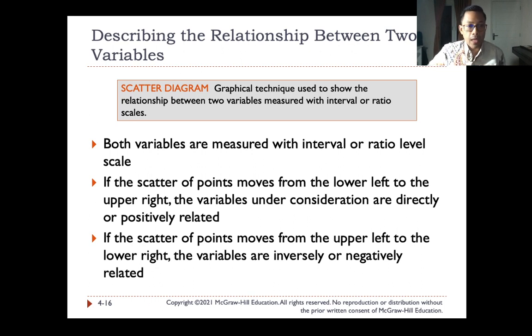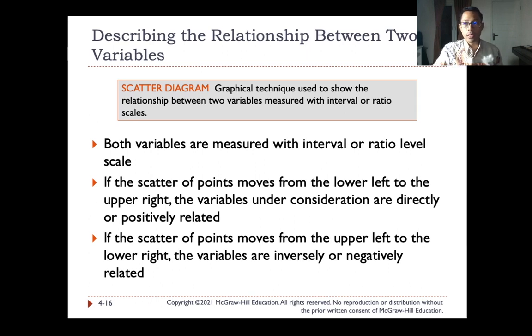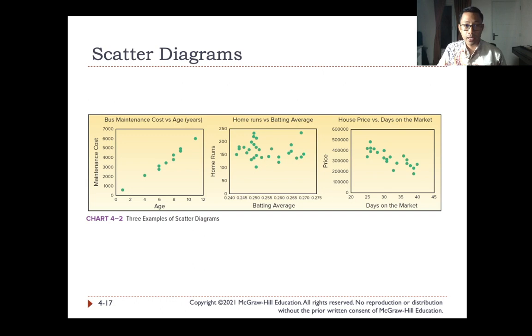Okay. Now, if the scatter of points moves from the lower left to the upper right, then we have positively related variables. If the scatter of points moves from the upper left to the lower right, then the variables are negatively related, or they have a negative relationship. Okay. Now, just as terminology, if you study the relationship between two variables in the data, it's referred to as bivariate. If you study just one variable in the data, it's called univariate analysis. Okay, so let's take a look at different examples of scatter diagrams.